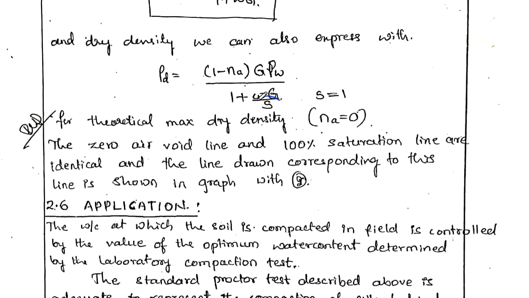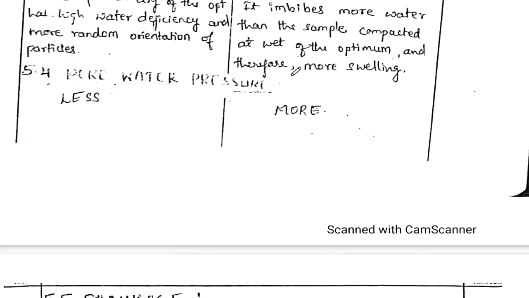You can see here S is equal to 1 and na is equal to 0, because there are no air voids remaining, and S is equal to 1 because it is 100% saturation. So this part is going to vanish, and even this is going to vanish. So the formula for the zero air void line is gamma d is equal to G into gamma w divided by 1 plus w into G. So this is the formula for the zero air void line. So we'll move back to the problems.